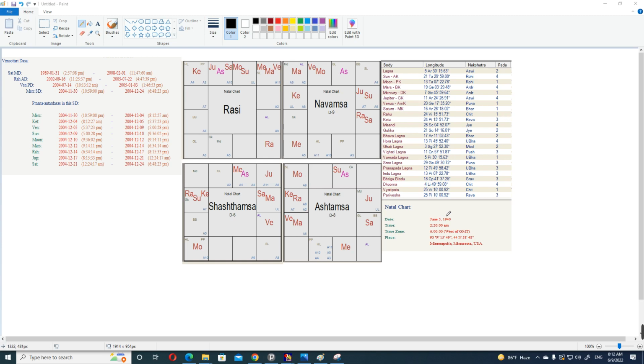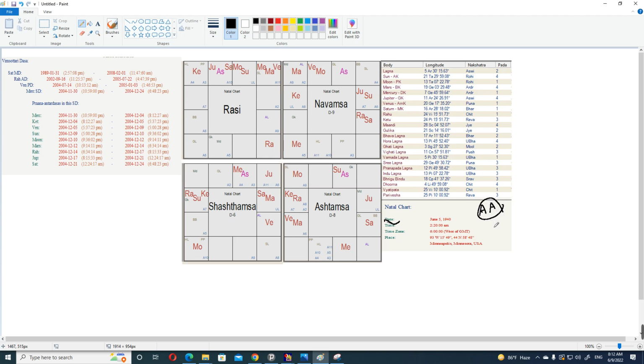Although in this table you can see the best data of the native. If you check, here is the date of the event, June the 5th, 1940, 2:20 a.m., and this is an AA rated chart as per the category that is given by the Astro Data Bank website.